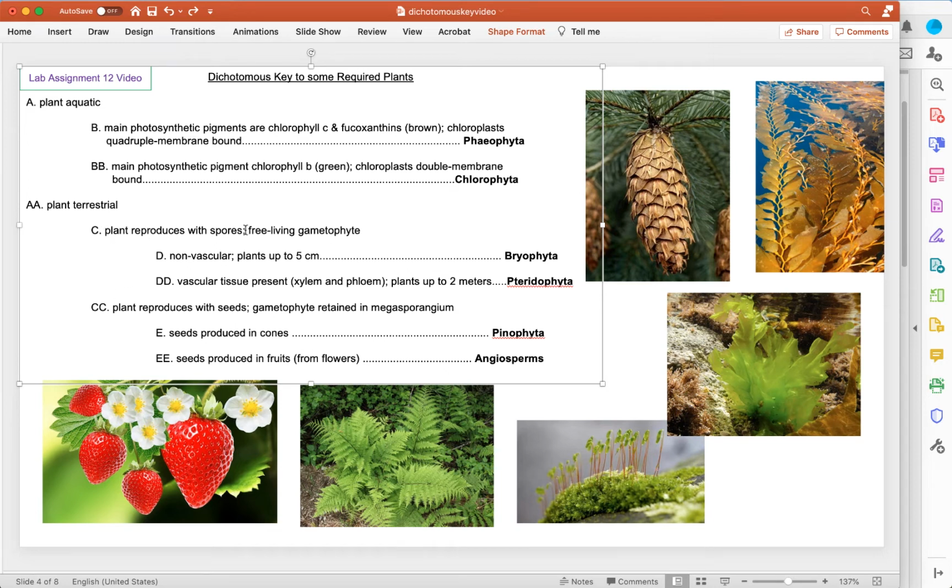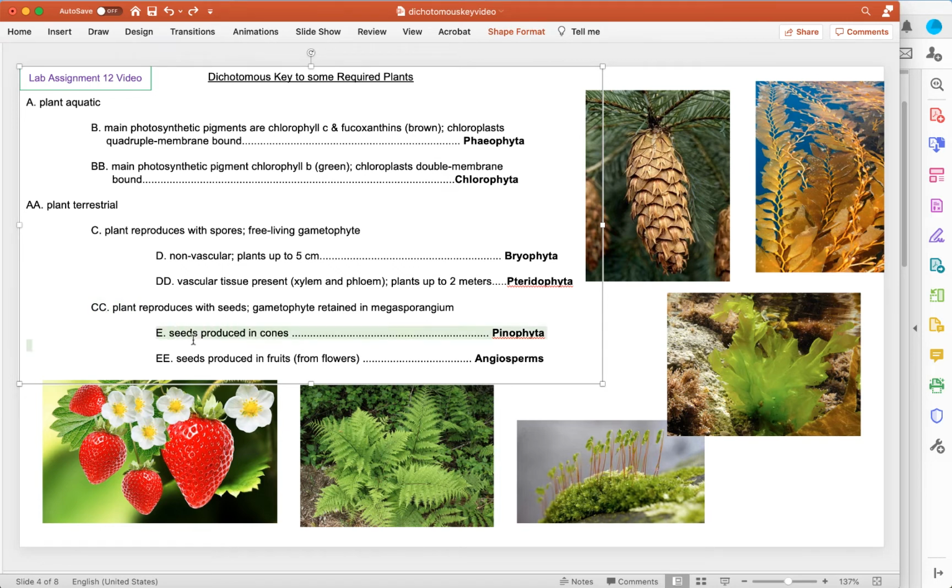C: plant reproduces with spores, and it's got a free-living gametophyte. CC says plant reproduces with seeds, gametophyte retained in megasporangium. Well, I remember learning about this one, and it had seeds, so let's go with CC. And again, remember, you're not going in alphabetical order. You're going with what is next in line.